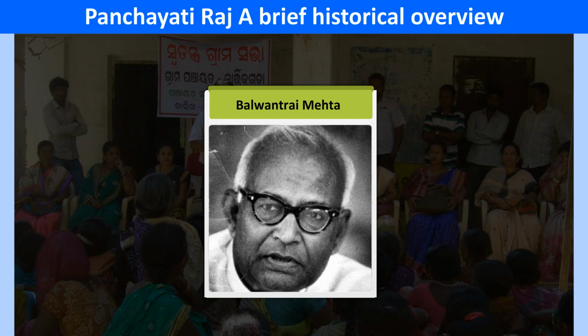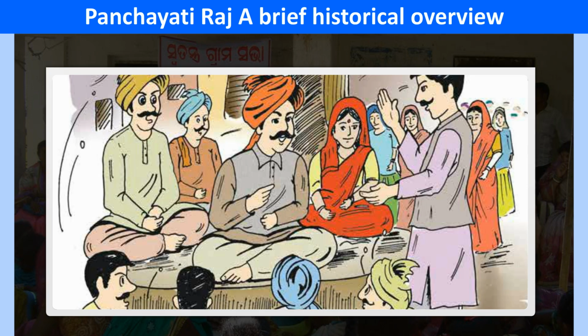The committee, better known as the Balwant Rai Mehta Committee, presented a roadmap for implementing the scheme of democratic decentralization that finally came to be known as Panchayati Raj. The committee proposed the establishment of a three-tier Panchayati Raj system: Gram Panchayat at the village level, Panchayat Samiti at the block level, and Zilla Parishad at the district level. The recommendations of the committee were approved by the National Development Council (NDC) in January 1958.